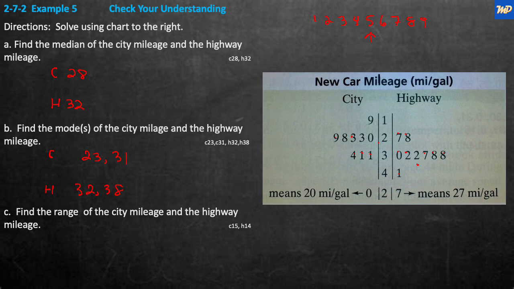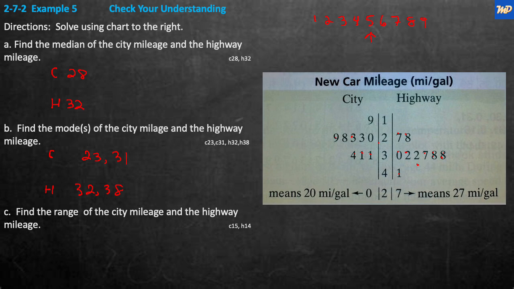There's two of them. If there was another 38 over here, that would have been three 38s. Well, guess what? Then the 32s would not have been a mode. The 38s would have been a mode all by themselves. So not a very good 38.